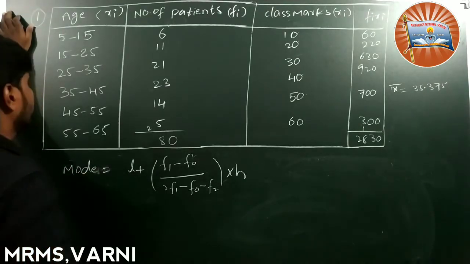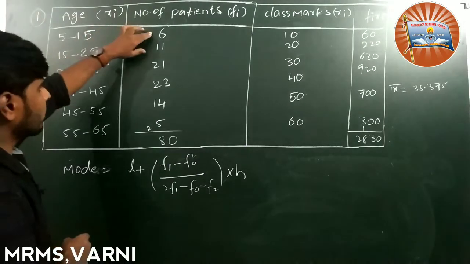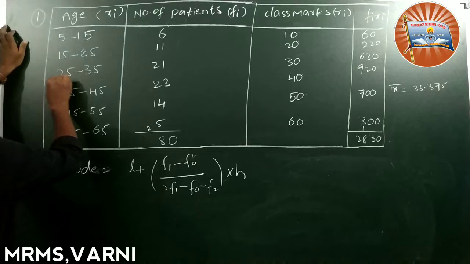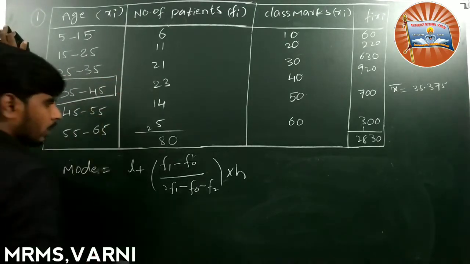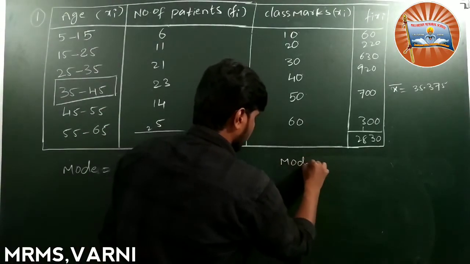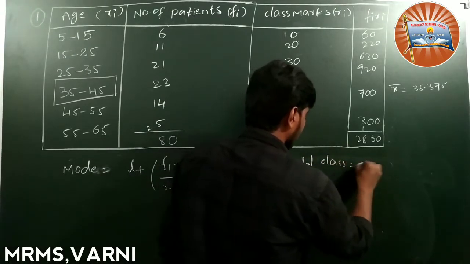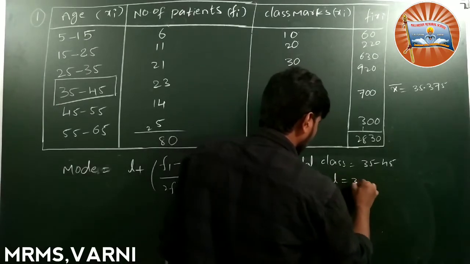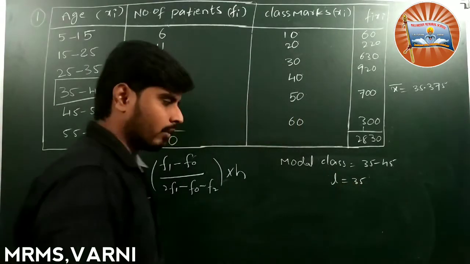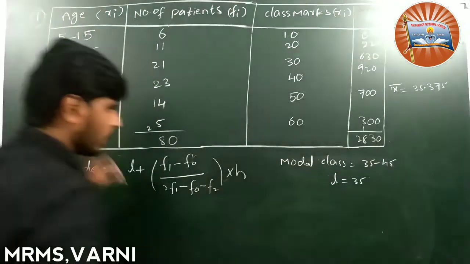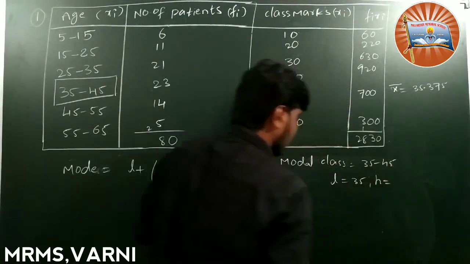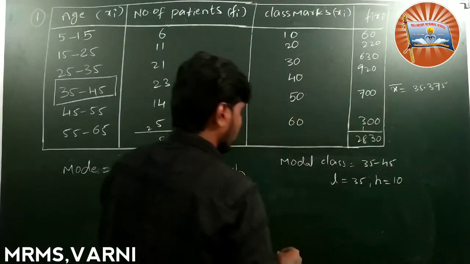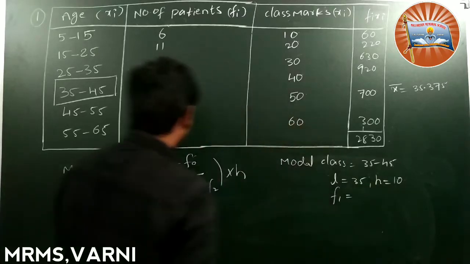So now highest frequency, which one? 23 is the highest frequency, and this is called the modal class. Okay. Now the modal class is 35 to 45. Now what is the L value? L value is 35. Okay. Right. Now what is the H value? Nothing but the modal class size. It is 10. Okay. What is the F1 now? Nothing but the modal class frequency.